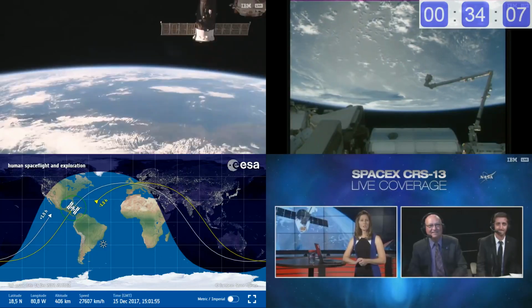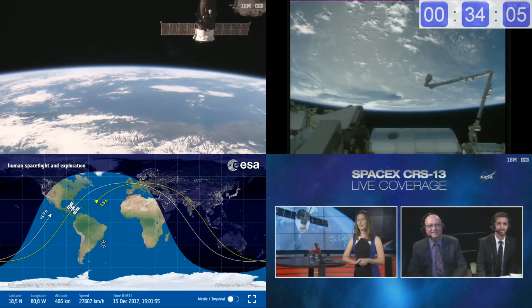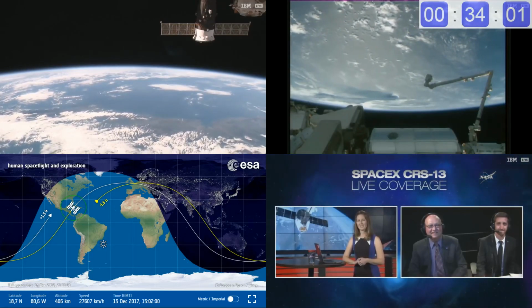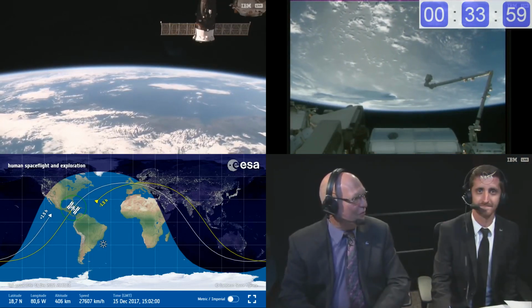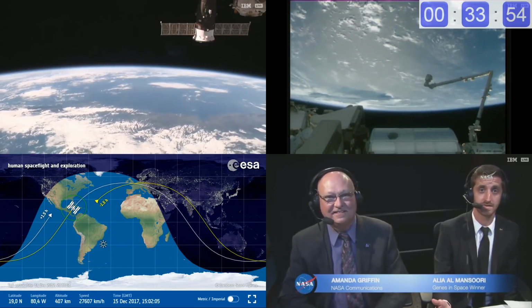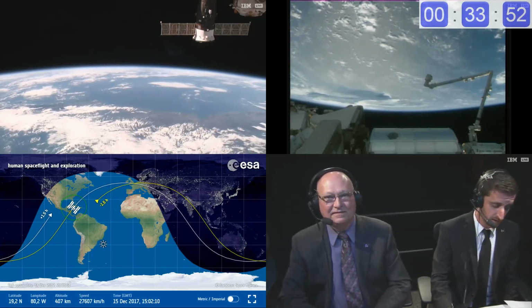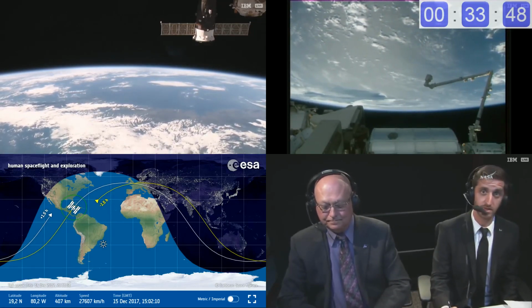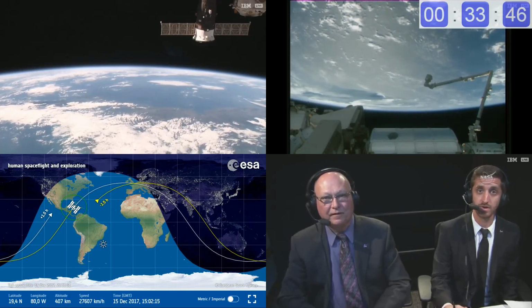NASA's Joshua Finch and Mike Curie are monitoring SpaceX's countdown activities in the control center. Guys, how are things progressing for today's launch? Hey, thank you very much, Stephanie. Good morning, Josh. Good morning, Mike. Things are progressing toward liftoff of the SpaceX Falcon 9 rocket. Everything from our position is going well at the moment. Today's will be the first launch from Space Launch Complex 40 since 2016.